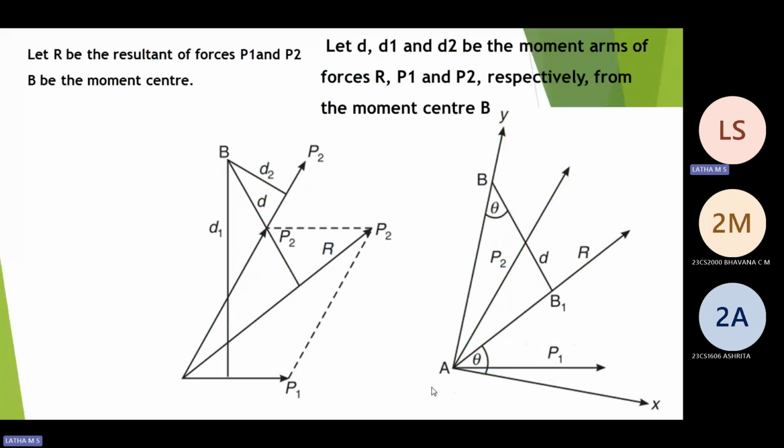The resultant we eventually take as a diagonal. If I complete a rectangle, I'll take the diagonal as the resultant. Correct? So I represent it as R. Do you agree? Yes. So P1 and P2 are the 2 forces which are meeting at point O or point A, whatever you consider, and the resultant is given by the diagonal. When I complete this rectangle, the diagonal will be the resultant.